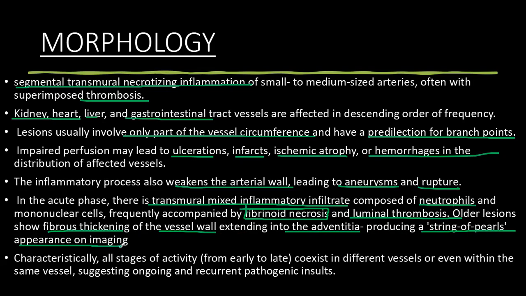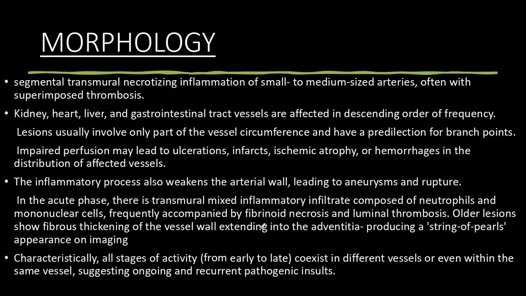Or on imaging. Now, characteristically, all stages of activity from early to late coexist in different vessels, or you can even find them in the same vessel. So this is the same vessel. In this segment we have an early region, and here we have a late region. In the early region, you find a transmural mixed inflammatory infiltrate. Then in this late lesion, there will be fibrous thickening, the so-called string of pearls appearance, okay?